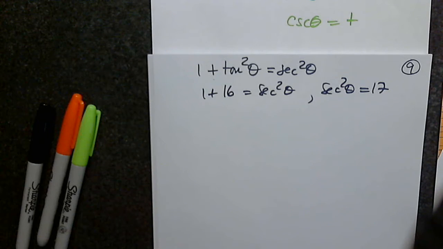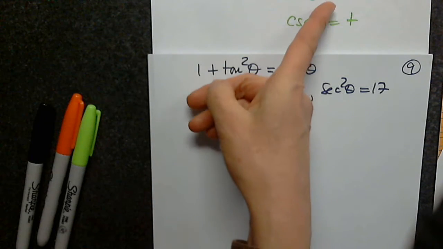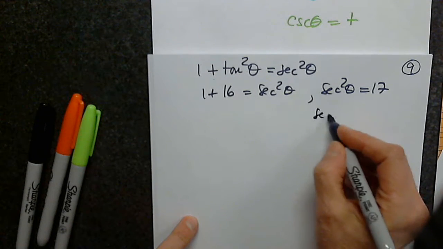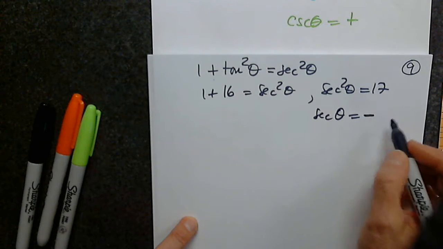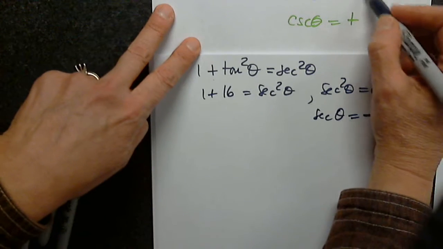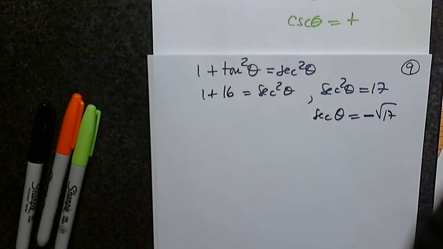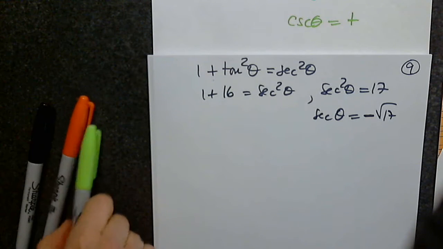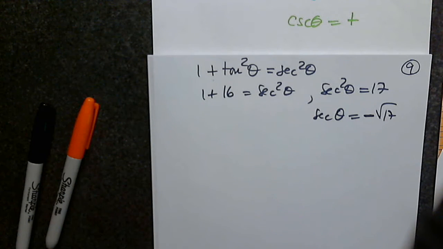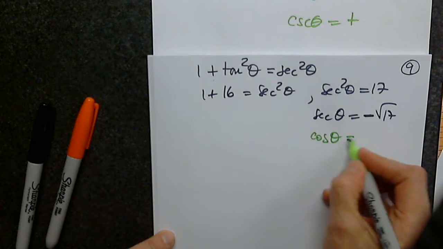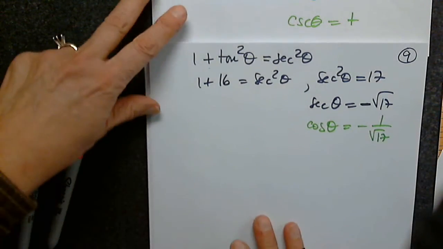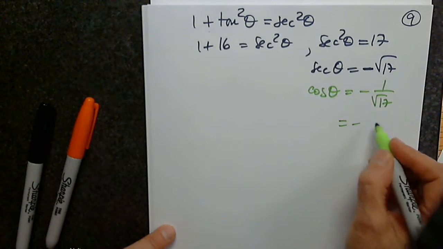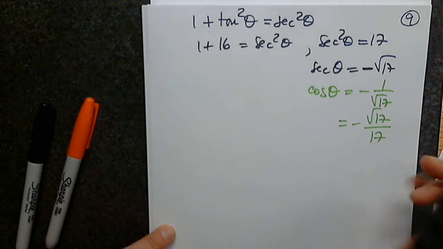Good, but I will not put plus or minus because I already established a sign. So then secant theta equals negative square root of 17. If I have secant, which other trig function do I have right away? Exactly. How much is cosine? And I have to rationalize this. So this would be negative the square root of 17 over 17.